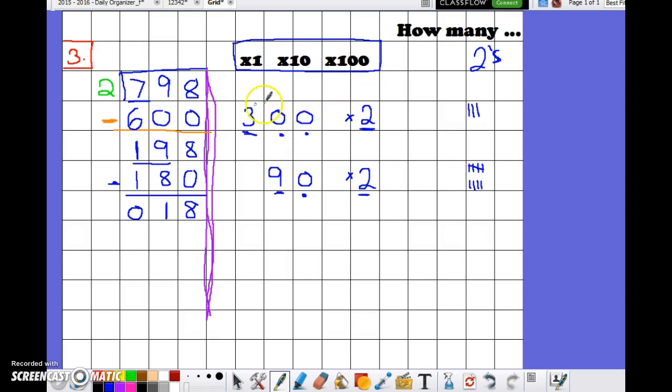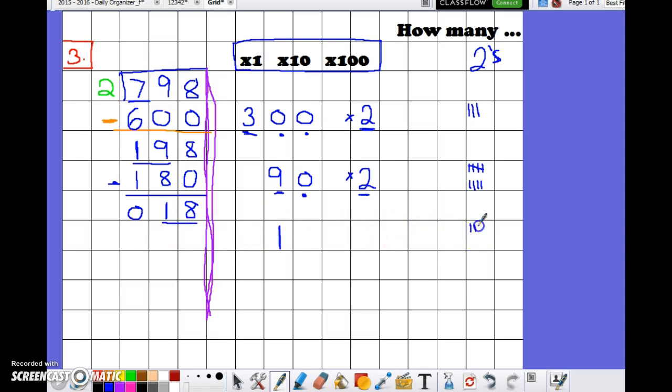I did the 100s, when in actuality there were 3 100s that fit into 798. I did the 10s, which in actuality there are 9 10s, or 90, that fit into 198. And now I need to look at the 1s. And just like the previous 2, there's going to be more than just 1 that I can fit into there. So I come over here, step outside of the problem, and skip count by 2 again until I get up to 18, but not over.